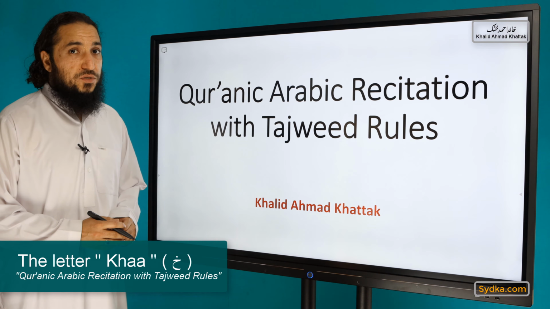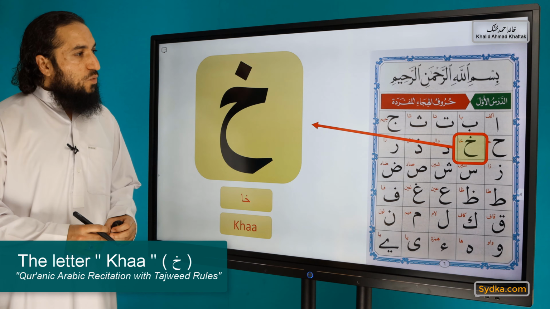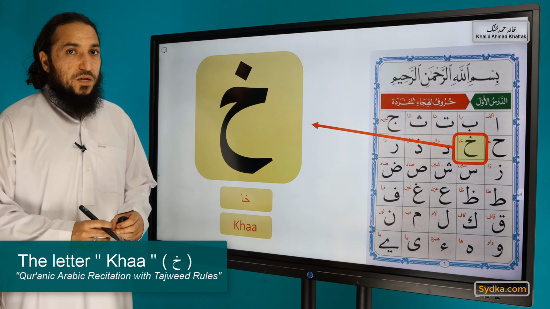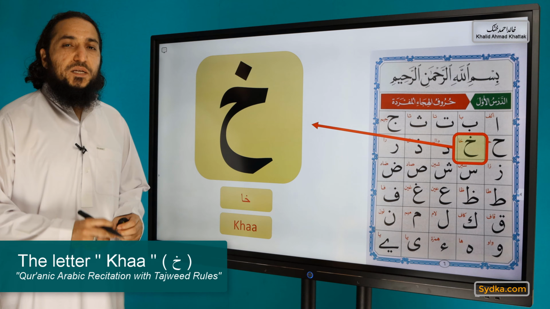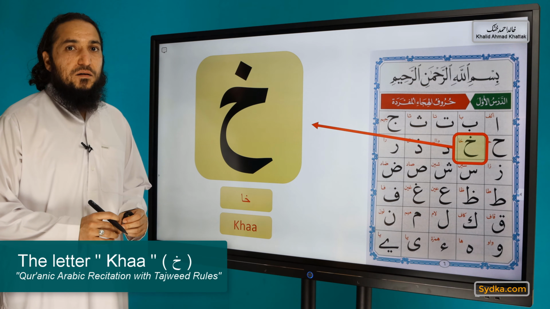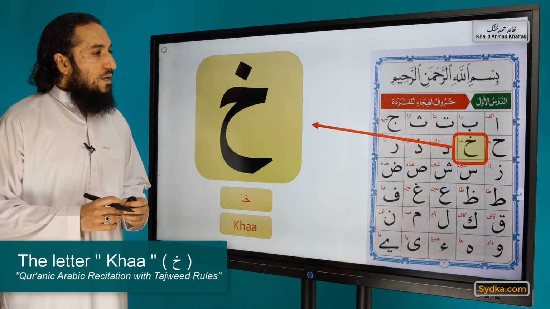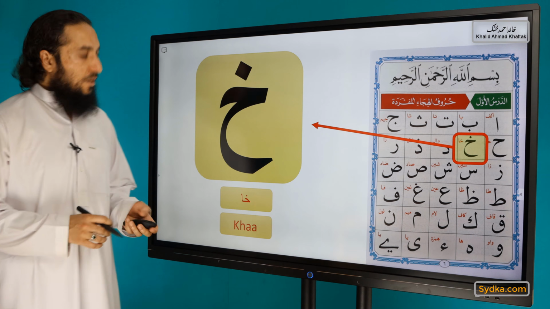Welcome back to another session of Qur'anic Arabic Recitation with Tajweed Rules. In this session, we will be studying the seventh letter of the Arabic alphabet. It is called Khaa, and the sound is Kh. So the letter is called Khaa, and the sound is Kh.